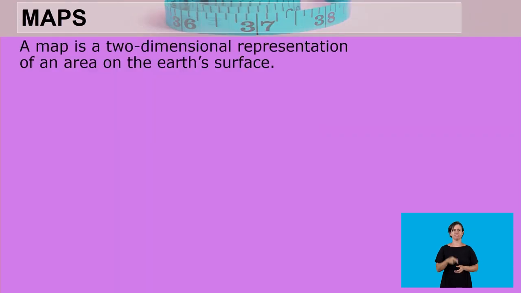So under maps and plans, a map is defined as a two-dimensional representation of an area on the Earth's surface. Two-dimensional means we'll only see two dimensions of that particular map. We'll only see the length and the width. We cannot see the height of it, we cannot see all the other dimensions, but we can only see the length and the width, which is the two dimensions.